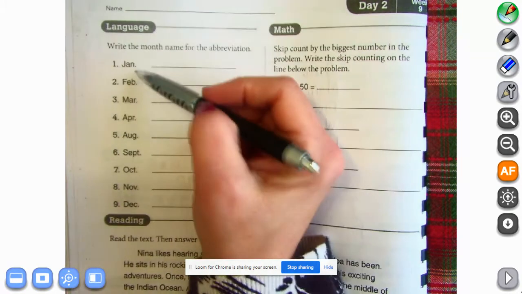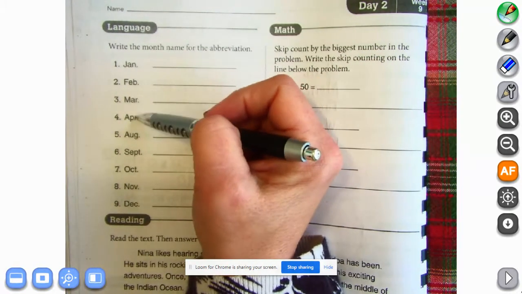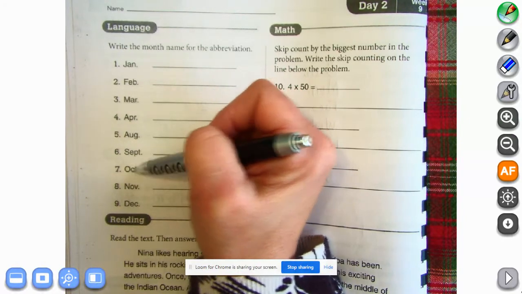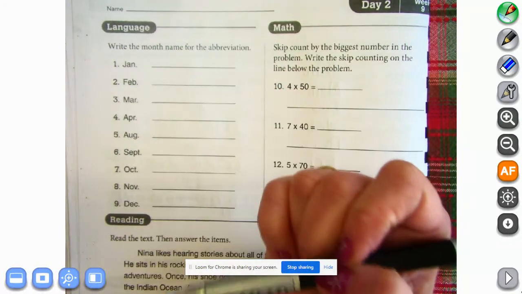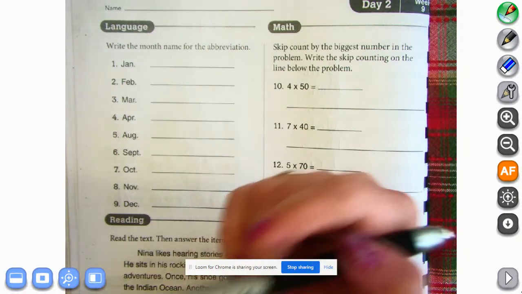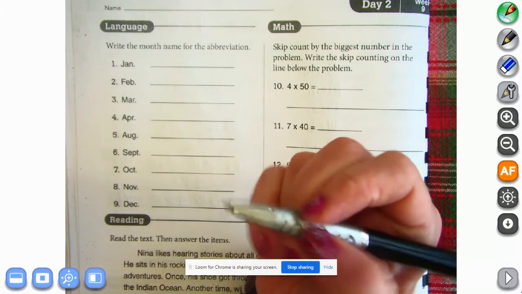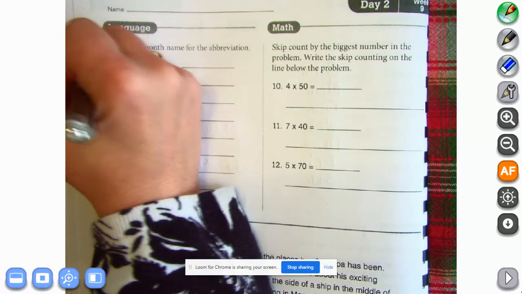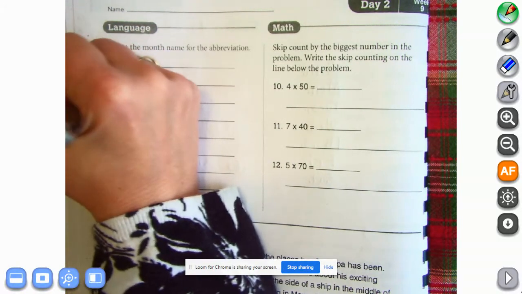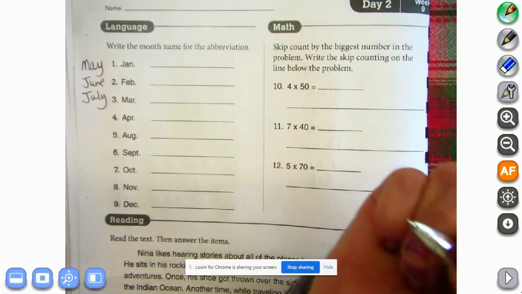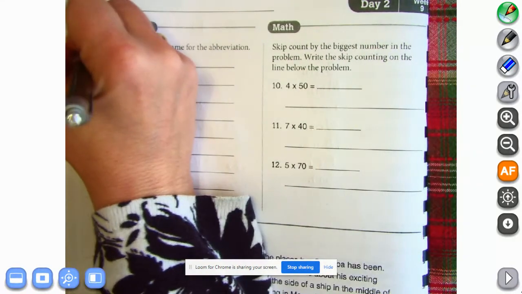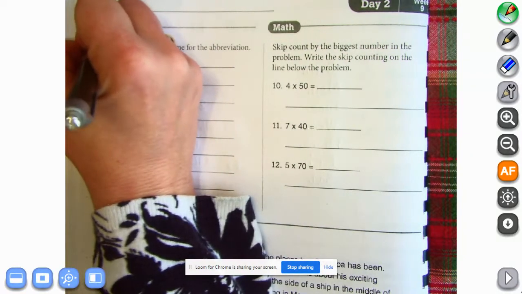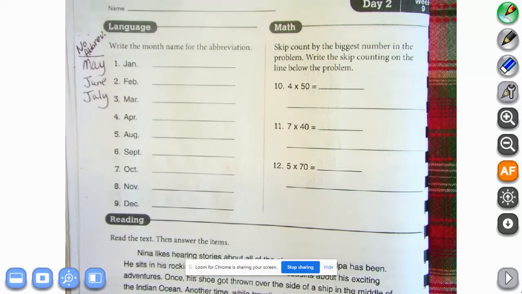So we have January, February, March, April, August, September, October, November, December. They left out May, June, and July because May, June, and July do not have any abbreviations. May, June, and July are just May, June, July. We have no abbreviations for those, okay? So no abbreviations. And I'm going to abbreviate the word abbreviations.